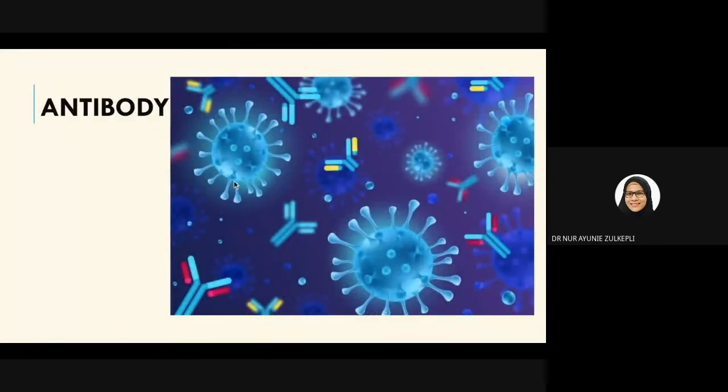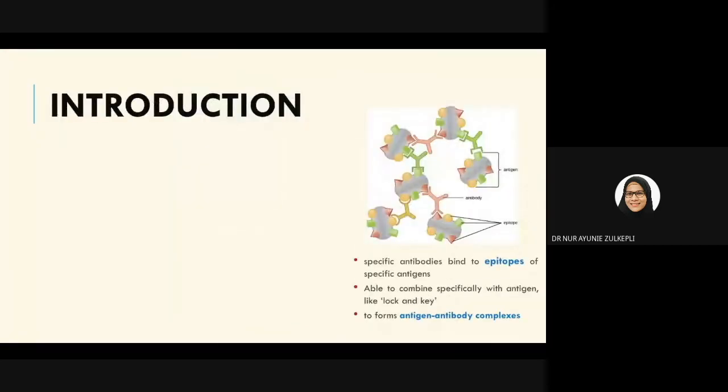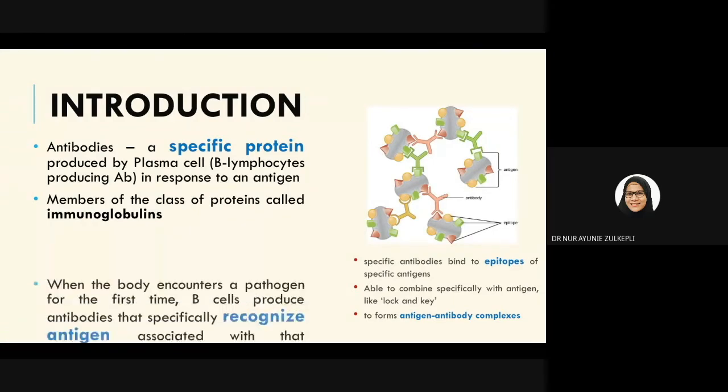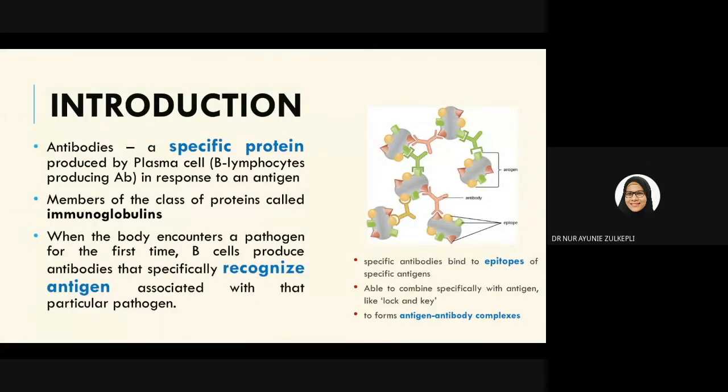So we finish with the B cells activation. Now let's look at what the types of antibody are. Antibodies are specific proteins produced by plasma cells, the B lymphocytes producing antibody in response to antigen, and it is a member of the class of immunoglobulins. When the body encounters a pathogen for the first time, the B cell produces antibody that specifically recognizes antigen associated with that particular pathogen.